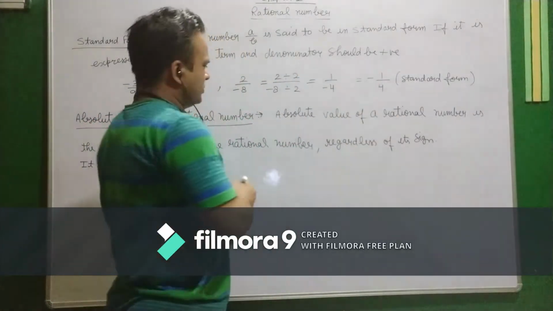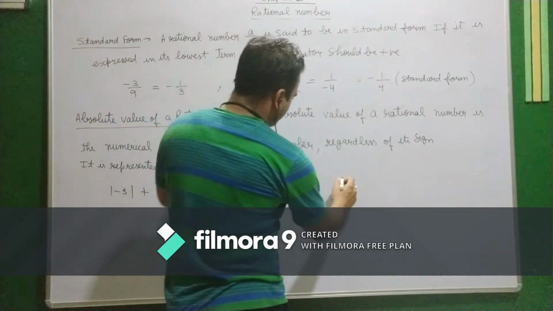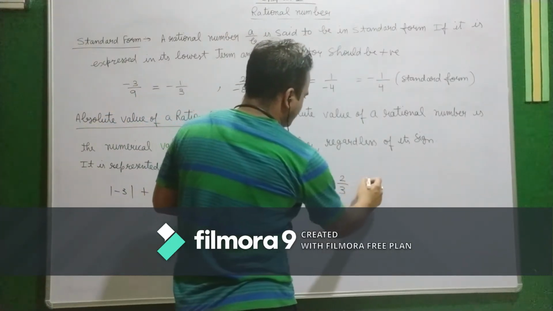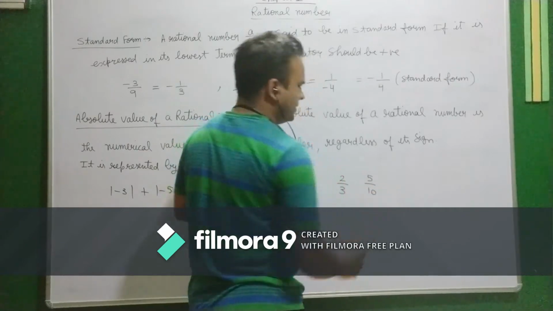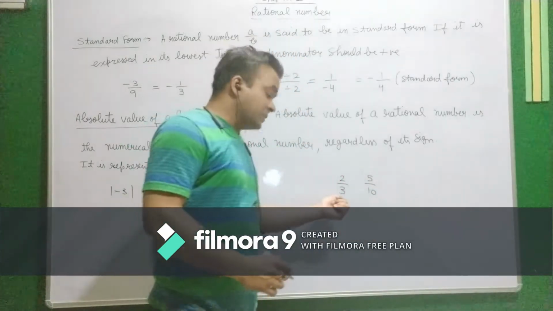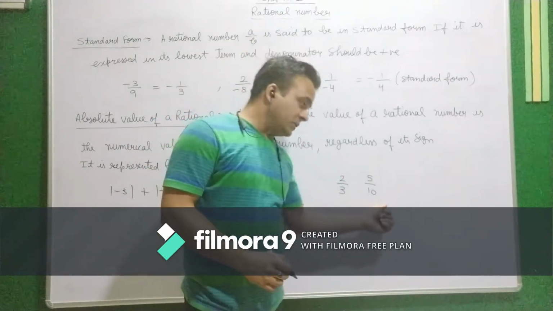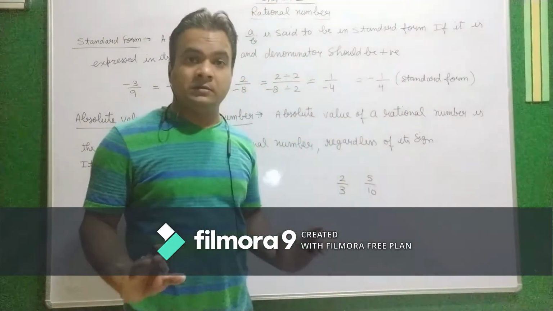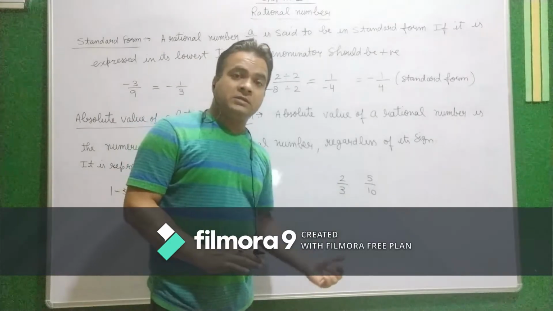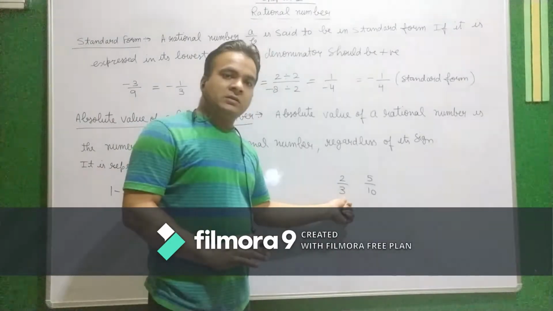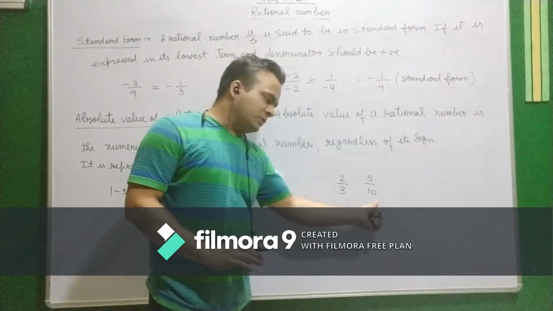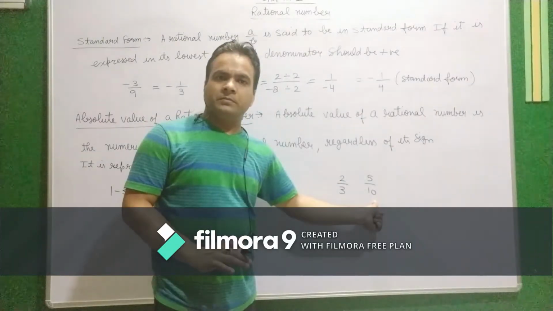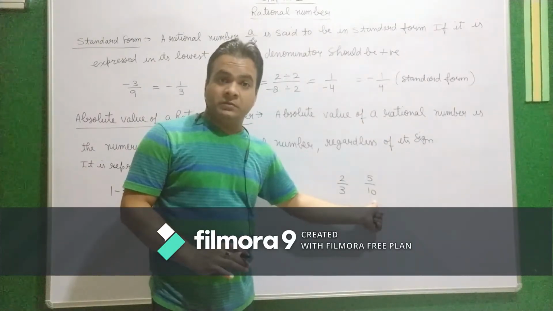The reason is, suppose for example I am having 2 upon 3 and suppose I am saying that it is 5 upon 10. Is it a rational number? Actually both are rational numbers. There is no confusion. But the problem is, this one is in the lowest form or this one is in the lowest form. We have to check it first of all.